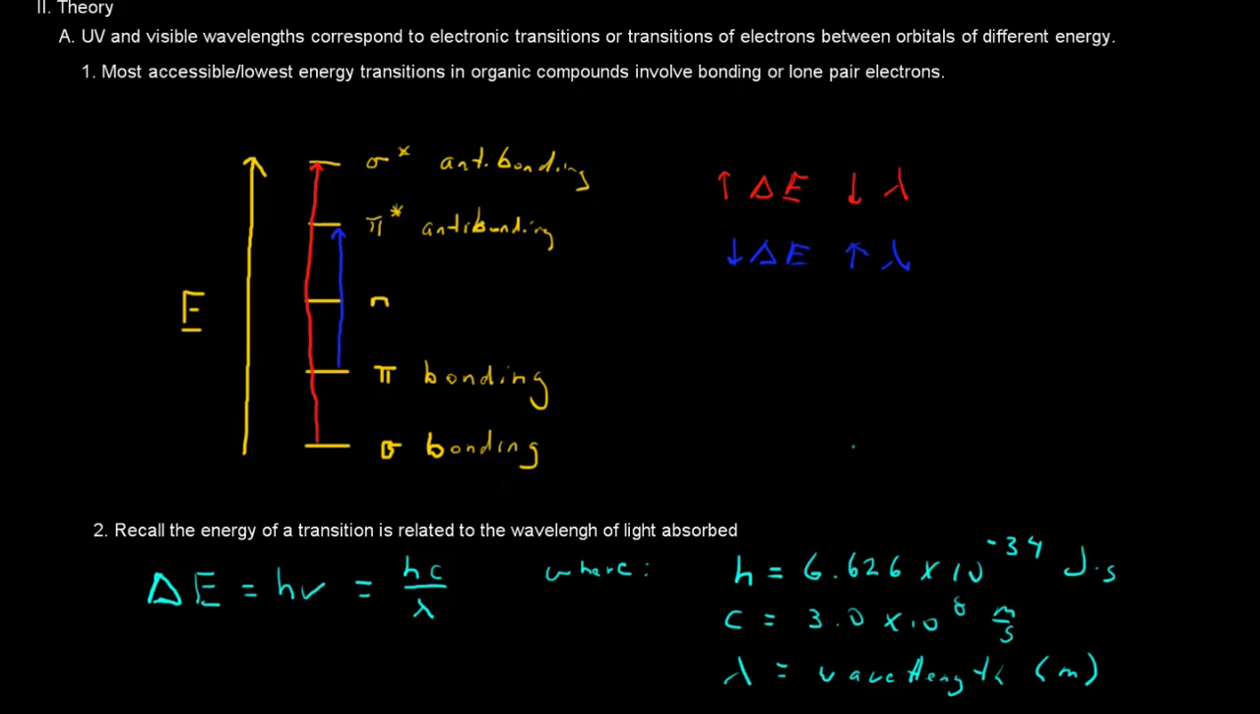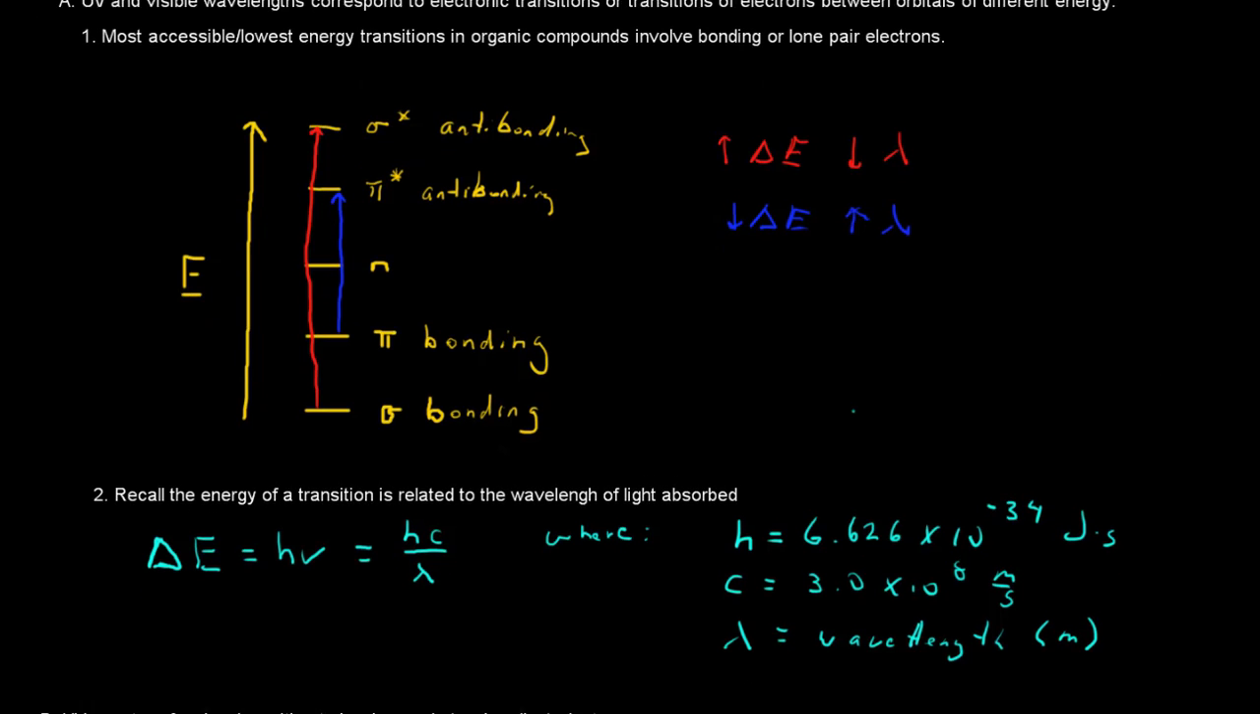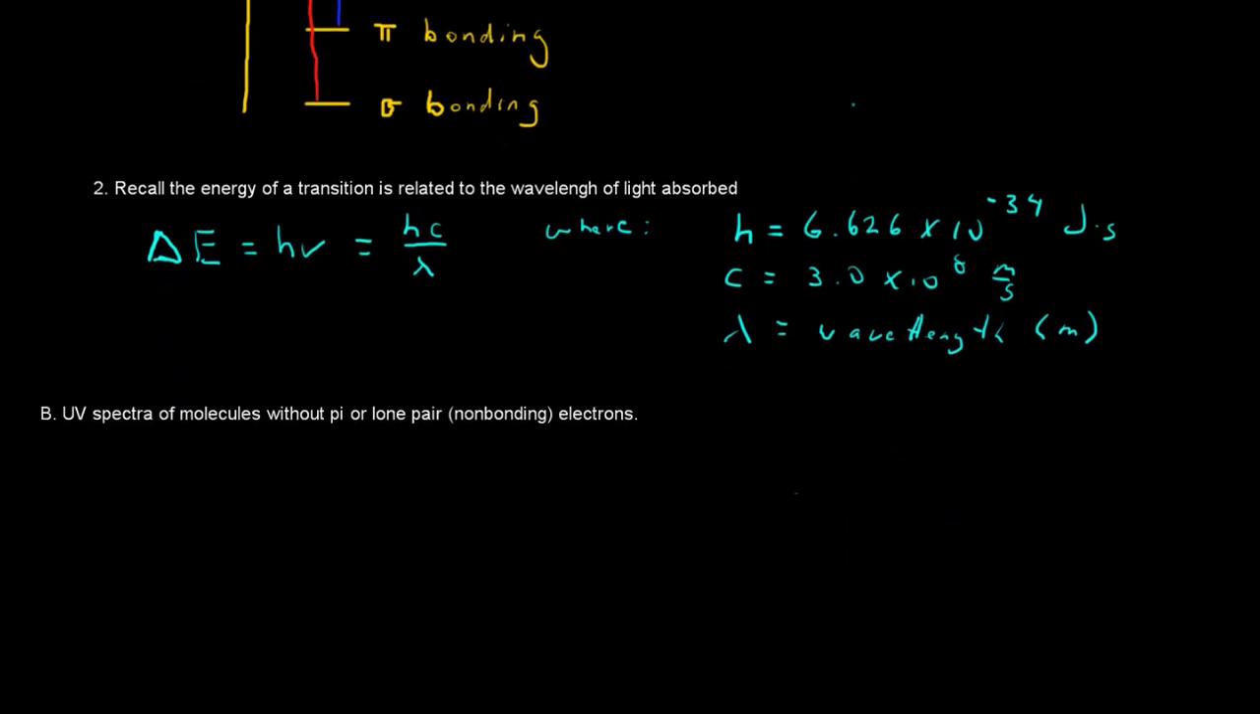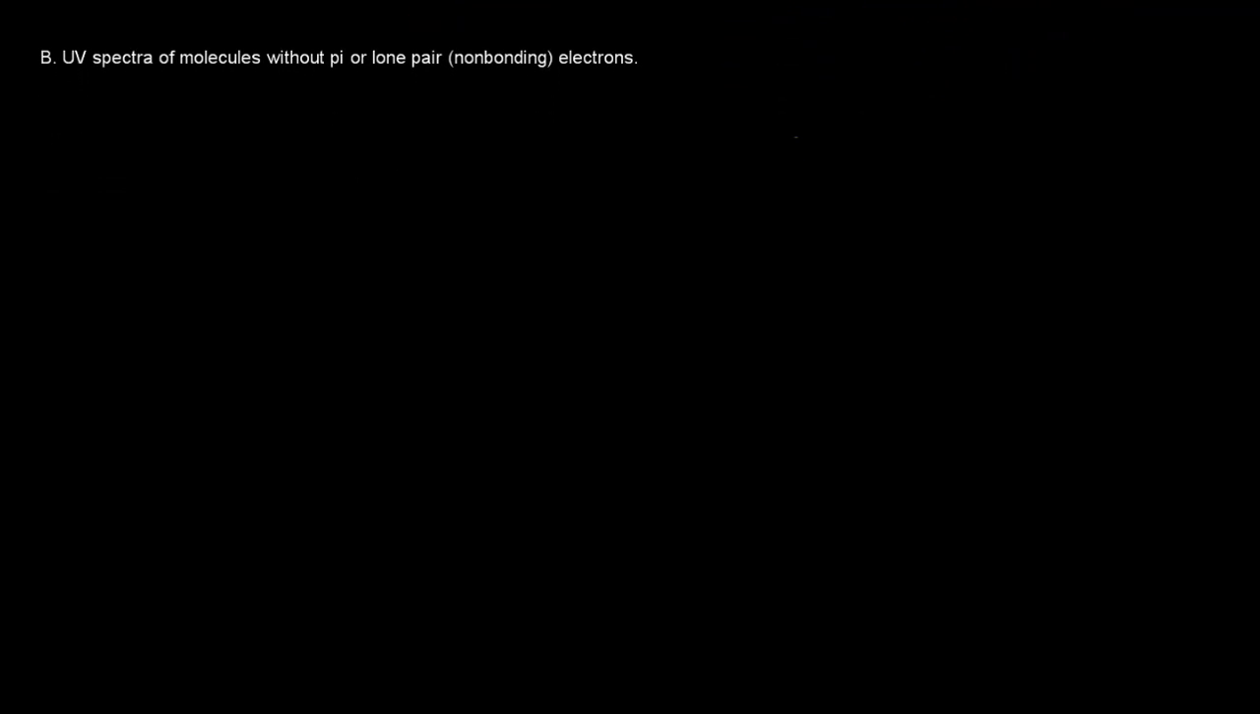So let's now take a look at some specific examples of these different types of transitions and their associated ultraviolet visible spectra. So we'll start with UV spectra in molecules that have no pi or lone pair non-bonding electrons. Again, lone pair is synonymous with non-bonding for our purposes here. And a good simple example of a molecule like that would be a saturated hydrocarbon. So we'll start with a really simple one, and that would be ethane.